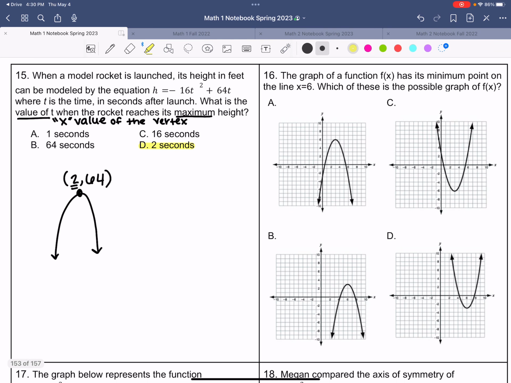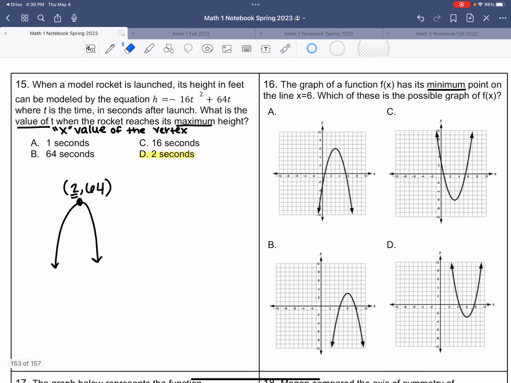All right, 16. All right, the graph of a function has a minimum. So we know if there's a minimum, it's going to look like it's facing up. We know it's going to be facing up and have a min. So we could eliminate A and B for that reason. And we need to have it on the line x equals 6. So that's our axis of symmetry, needs to go up to 6. So here it looks like D, where we have our axis of symmetry going through 6. And a minimum.